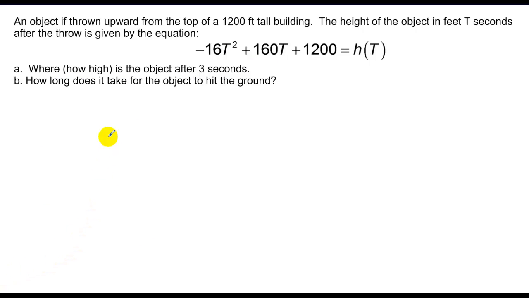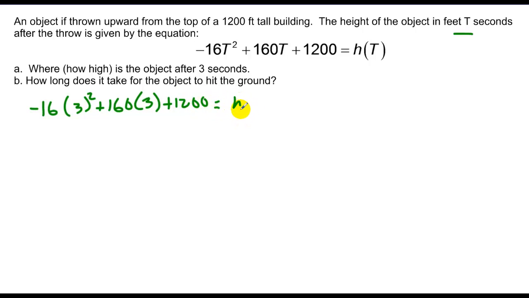So here we have another ball throwing problem, if you will, and we have the time t. The height is given by h of t, and we want to know how high is the object after 3 seconds. Pretty easy, we just plug that in. So that's negative 16 times 3 squared plus 160 times 3 plus 1200. We can just plug that into the calculator, and I get 1536 feet.